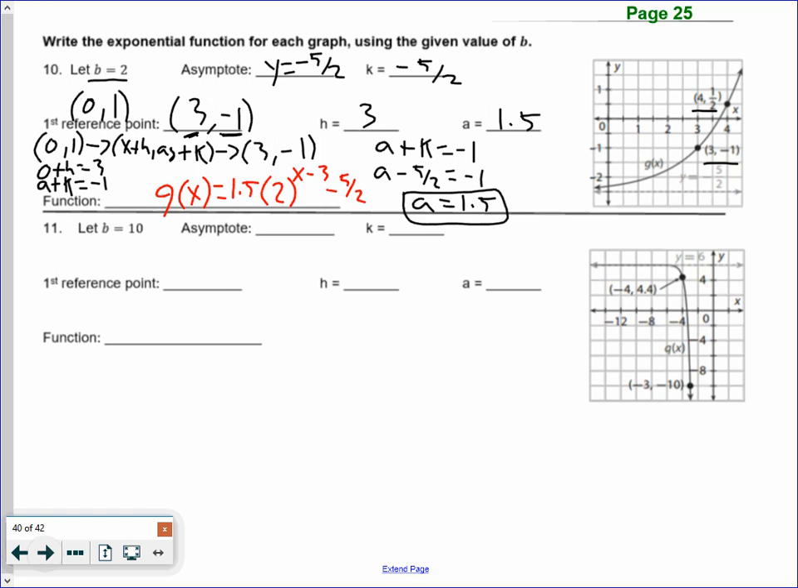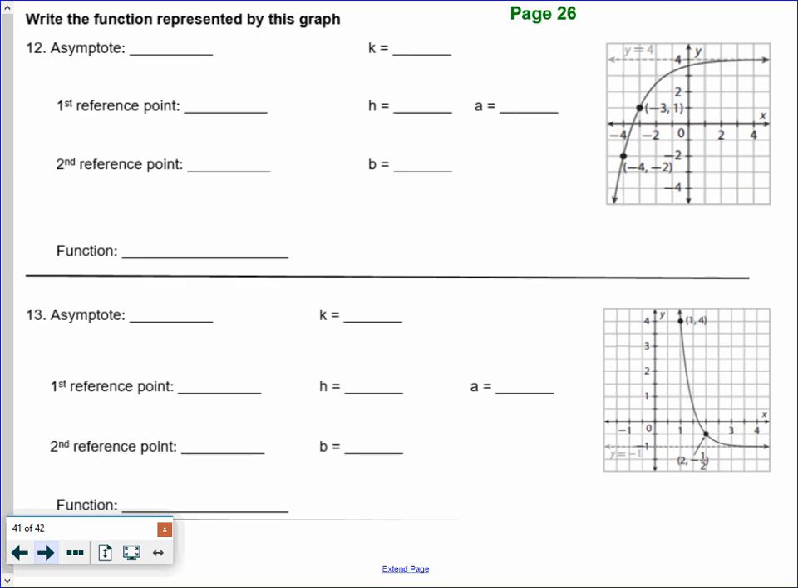So let's go on to number 12. Over here we have an exponential decay function. So here, our asymptote, we see that y equals 4. So we know our k is 4. Our first reference point, that comes from 0, 1. And our second reference point, remember that's negative 1, 1 over b.